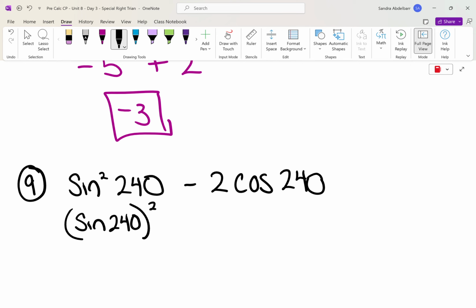Anybody need my help? Squaring a fraction. Is the algebra a little bit hard here? Yeah, that's okay. What happens when you square the numerator and denominator? Yeah, both get squared. When you square a fraction, both get squared.